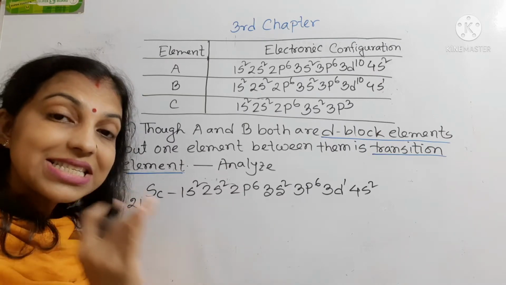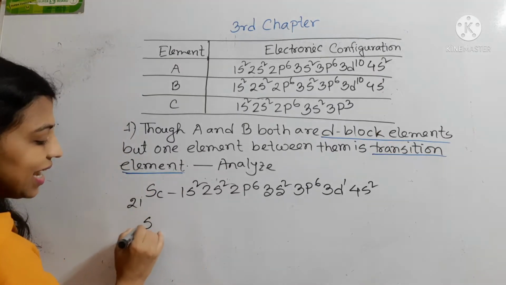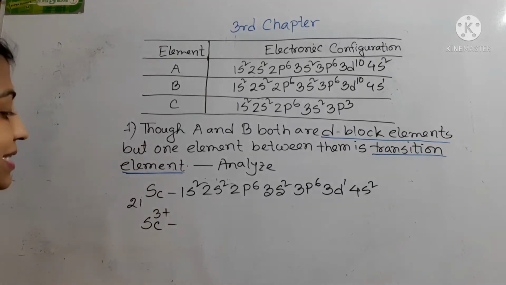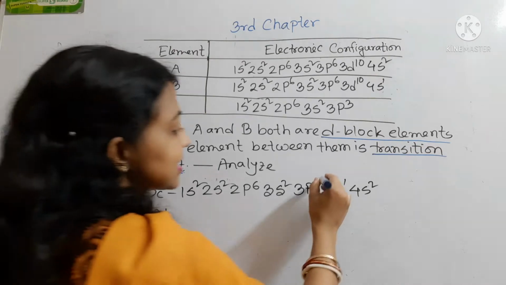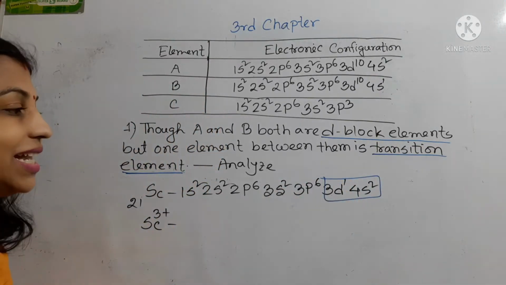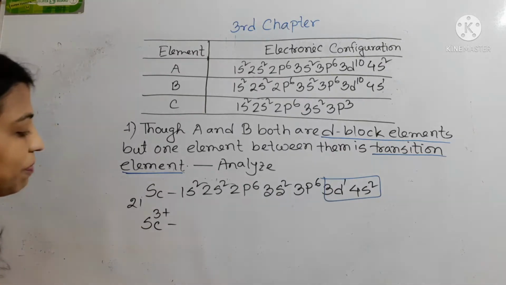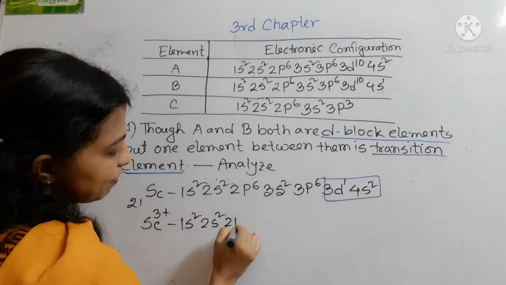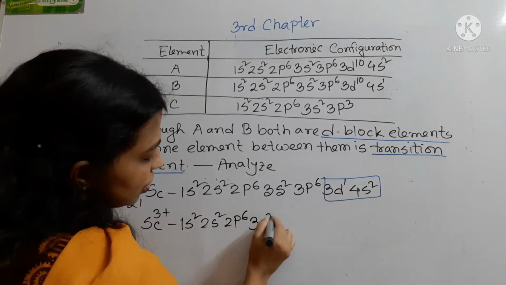But its stable ion is scandium 3+. To form scandium 3+, it must lose 3 electrons from its outermost shell. So what will be the electronic configuration of scandium 3+? It will be 1s2, 2s2, 2p6, 3s2, 3p6.